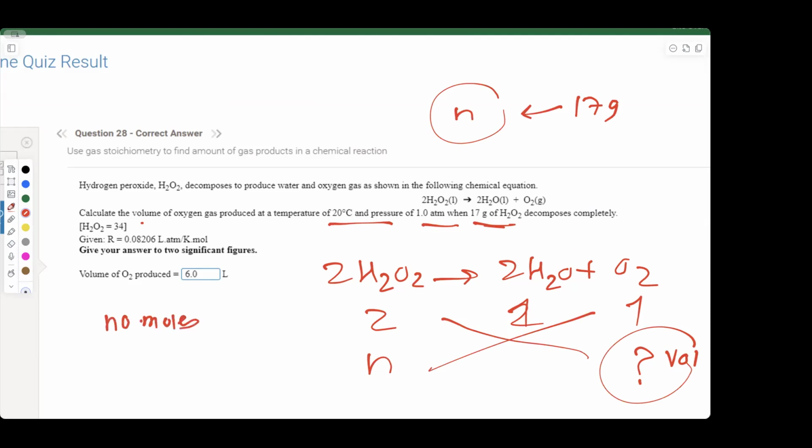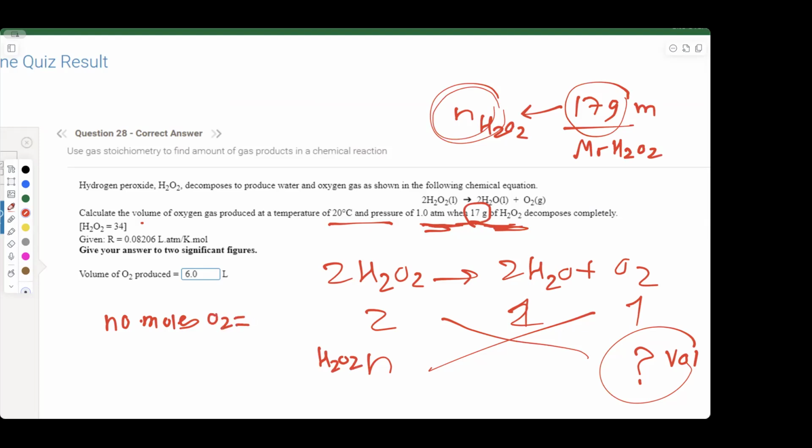Again, you have the values for H2O2. You have the 17 grams. So you can change the 17 grams by dividing it by the molar mass of H2O2 into number of moles of H2O2. If you have the number of moles of H2O2, you can make cross multiplication, multiply it by 1 divided by 2, and get the number of moles of oxygen. It's equal to the number of moles of H2O2 divided by 2. If you have the number of moles of oxygen, you can get the volume.